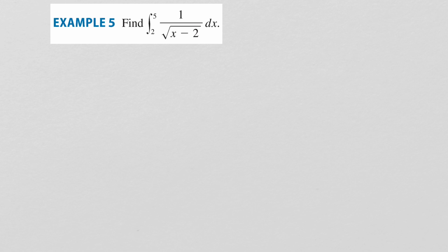So in this integral, we know the function is undefined if x is equal to 2, because if we plug in 2, we will be dividing by 0. So the lower limit is the problem. So how am I going to do this? Well, let's think about it. We're integrating from 2 to 5 of the function 1 over the square root of x minus 2. We know we have to take a limit as t approaches 2, and then we're going to replace 2 here with t.